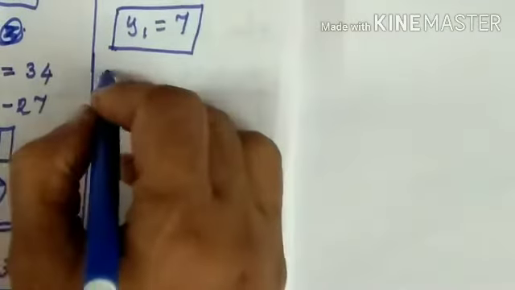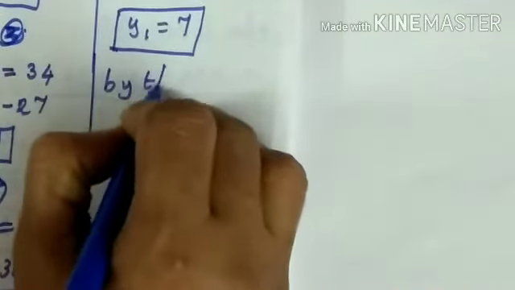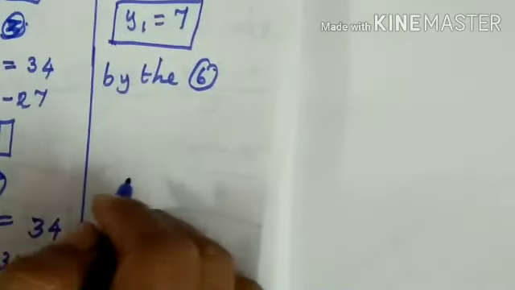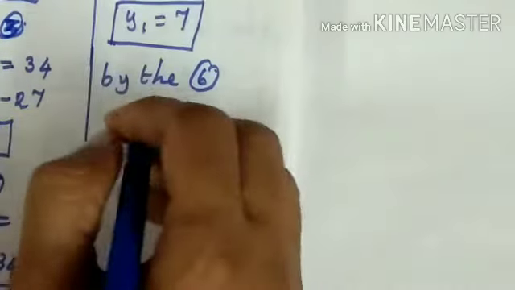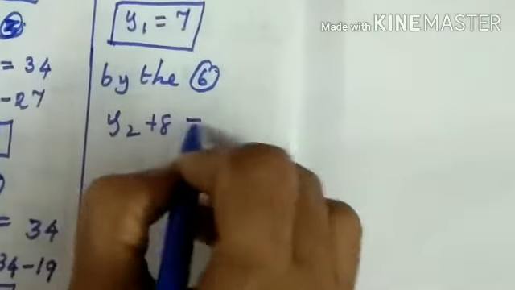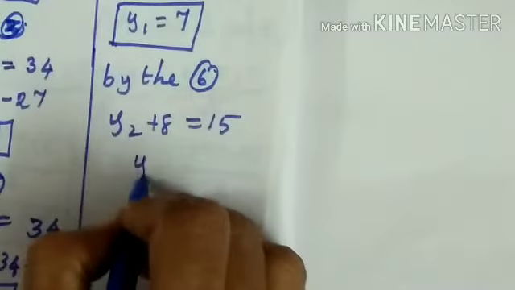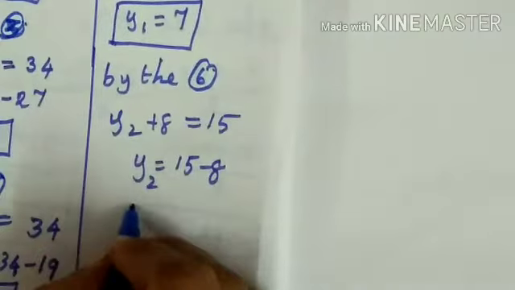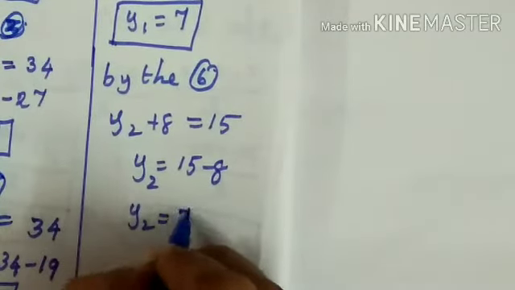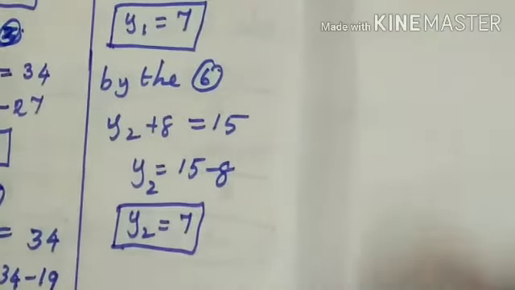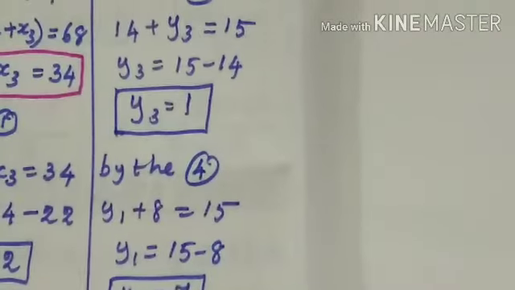By the sixth equation, we have y1 plus y3 is equal to 8. Therefore, y2 plus 8 is equal to 15. y2 is equal to 15 minus 8. Then y2 is equal to 7. Now, we get the y coordinates also.